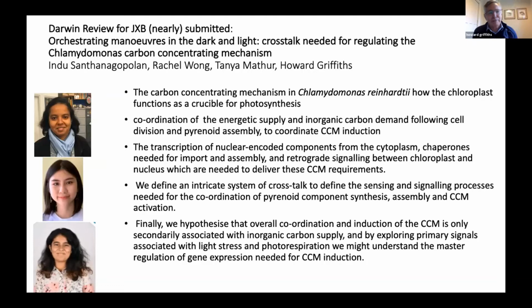But in it, we've been trying to take a slightly deeper look at what may be regulating the CCM and the induction of the CCM and the signaling that's involved from chloroplast to nucleus, the transcription factor processing that's required in the nucleus, and also the import and assembly of those proteins back into the chloroplast, and the various crosstalk that may be needed in order to coordinate pyrenoid synthesis across this day-night cycle. And finally, we've started to have some ideas about the origins and drivers for the origins of the CCM.